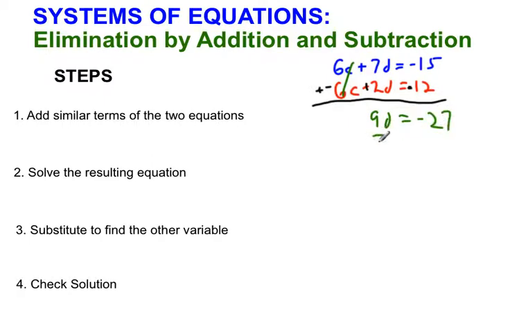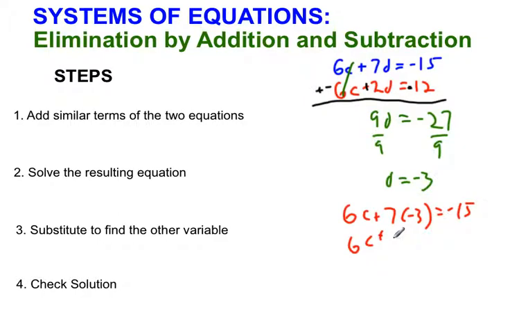All right, we still need to solve. So solve the resulting equation, and we get d equals negative 3. So we found d. Now let's plug that back in to either one of our first equations to find c. So we'll take the first one, 6c plus 7 times negative 3 equals negative 15. Let's simplify this. 7 times negative 3 is negative 21. That equals negative 15. Add 21 to both sides. We'll have 6c equals 6. So c equals 6.